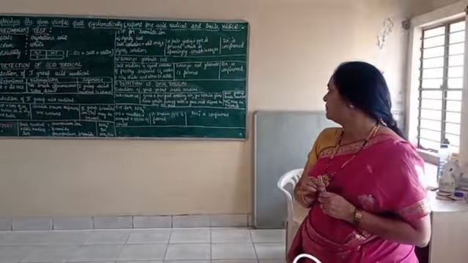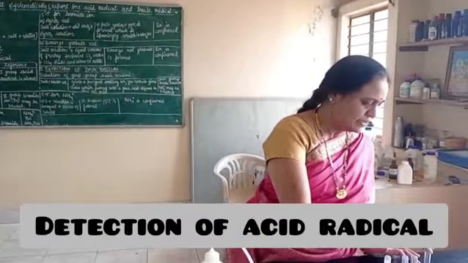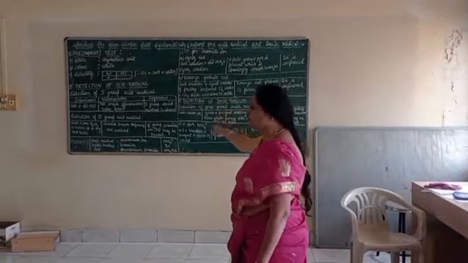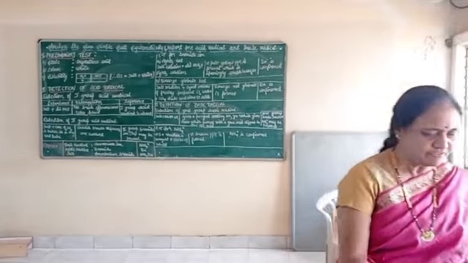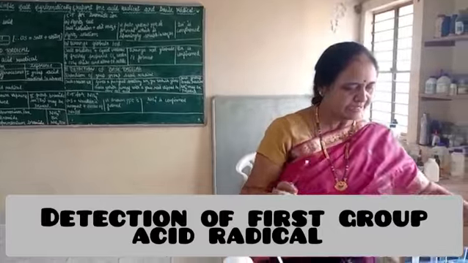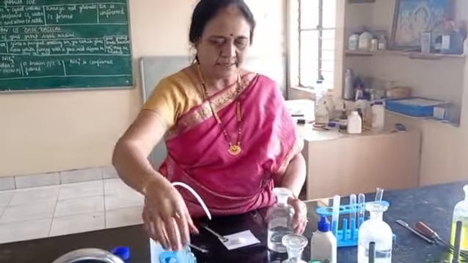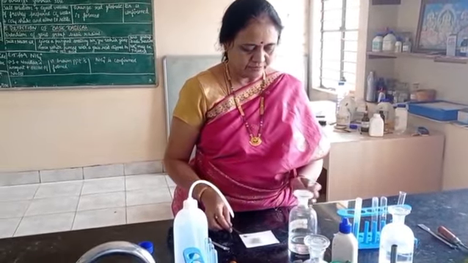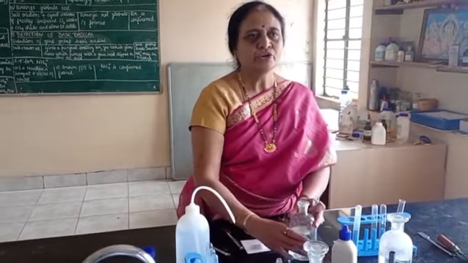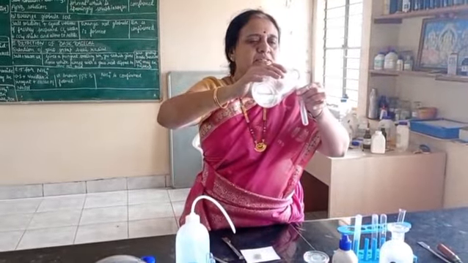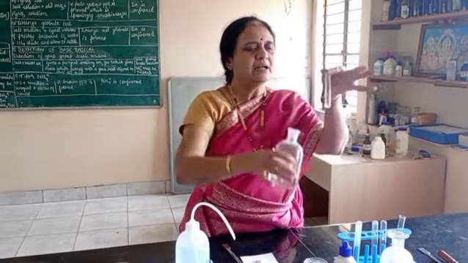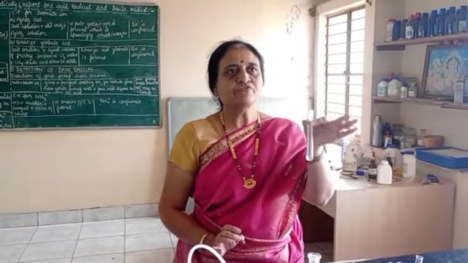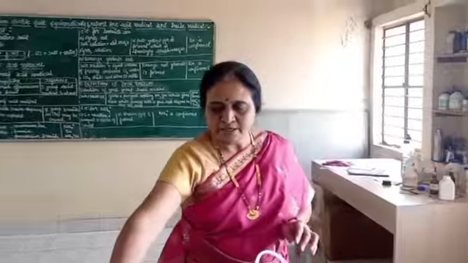Second step of the experiment, detection of acid radical. We have to identify the acid radical. Detection of first group acid radical. For first group acid radical, the group reagent is dilute HCl. Take a test tube, add a pinch of salt, and add dilute HCl. Or you can add dilute sulfuric acid also. Salt plus dilute acid. I am not getting anything. No brisk effervescence. So, first group acid radical is absent.